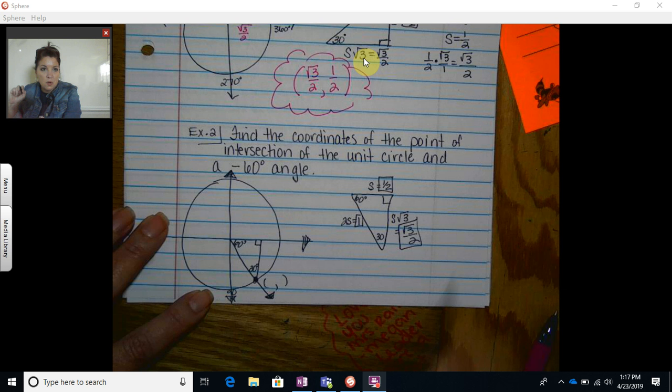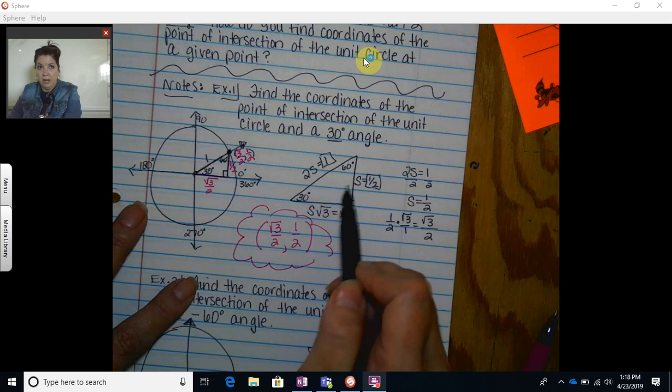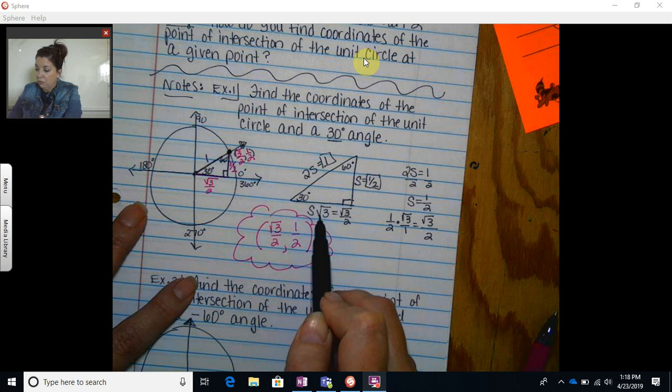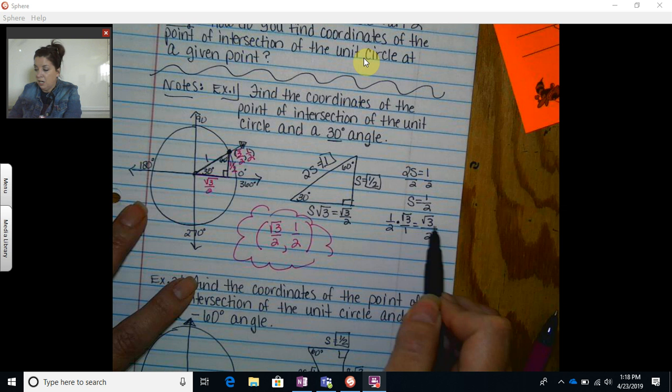Well, how did I find the square root of 3 over 2? Is that what you're asking? Above, we found that s was 1/2, right? So the middle side is whatever the small side is times the square root of 3. The small side was 1/2. Multiply that by the square root of 3. I made it a fraction by putting it over a 1. When you multiply fractions, numerator times numerator, that's how I got that. Denominator times denominator, that's how I got that. So I just multiplied those two together.